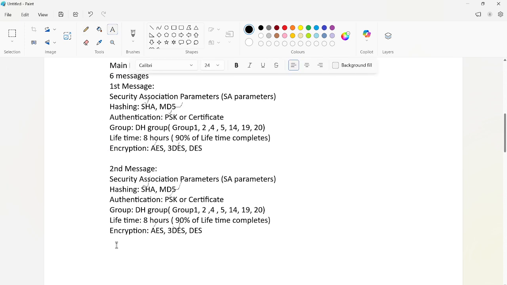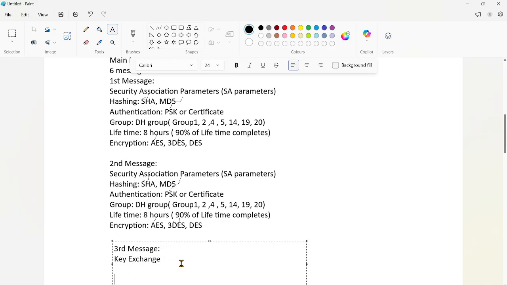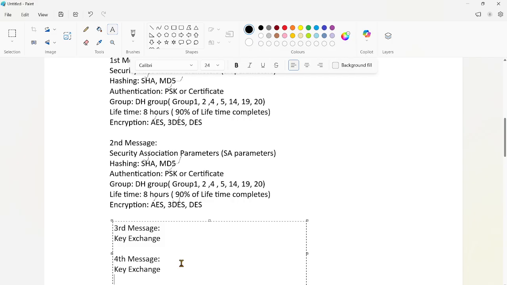Once the two messages complete, there will be a third message from the sender. In the third message, the key exchange will happen. Here it is going to use the DH group with the group number. This group number will be used to create a key, and it is going to be exchanged in the third and fourth messages. The key that is generated on firewall 1, which is in Hyderabad, is exchanged in the third message. And in the fourth message, the key generated by firewall 2 is exchanged.